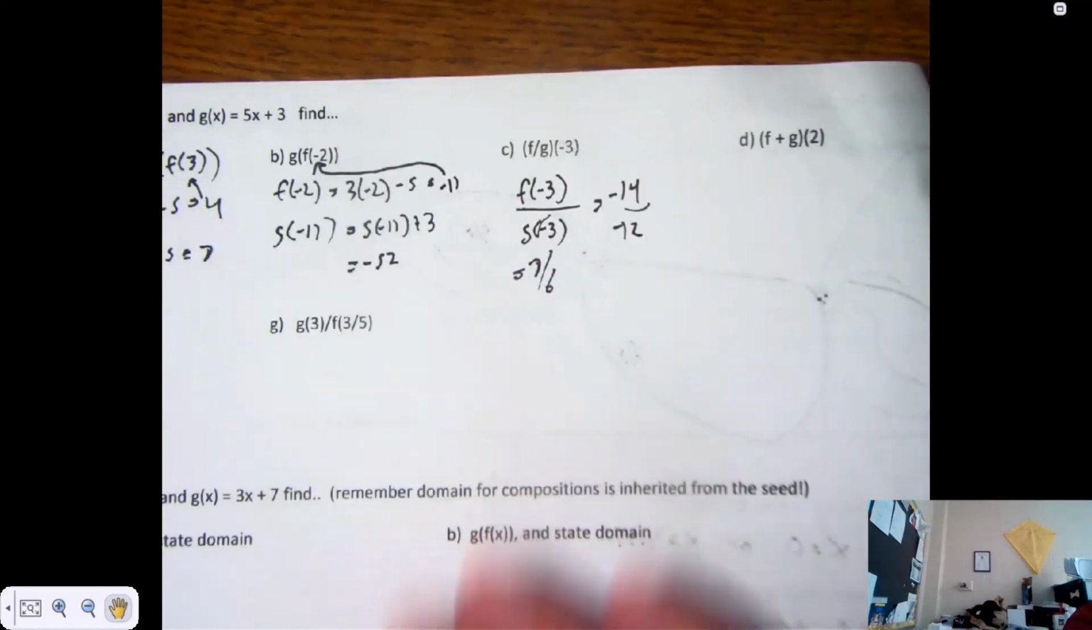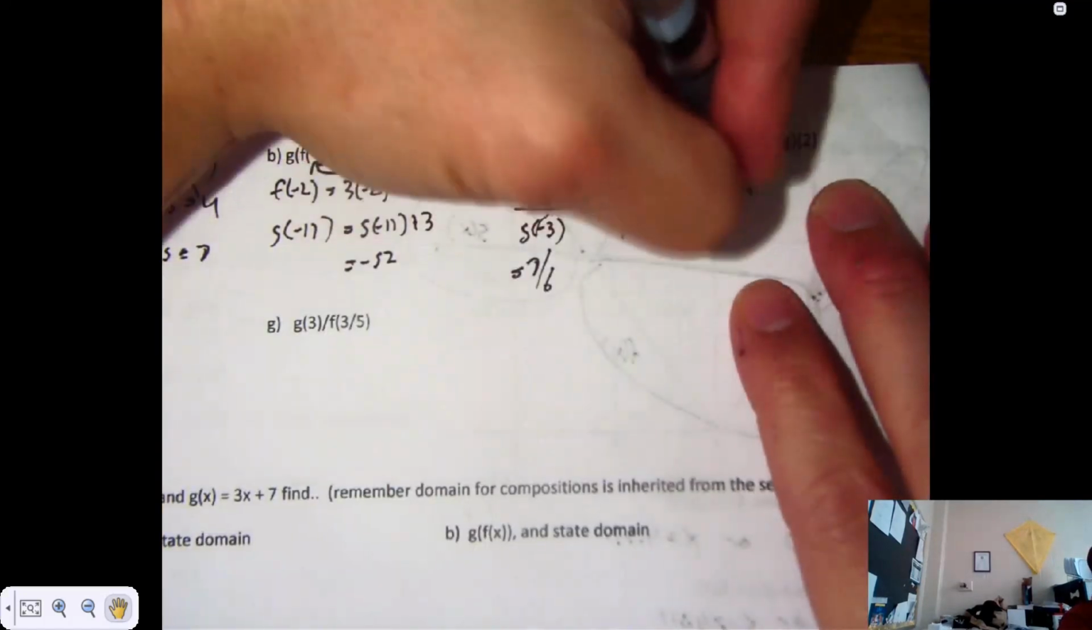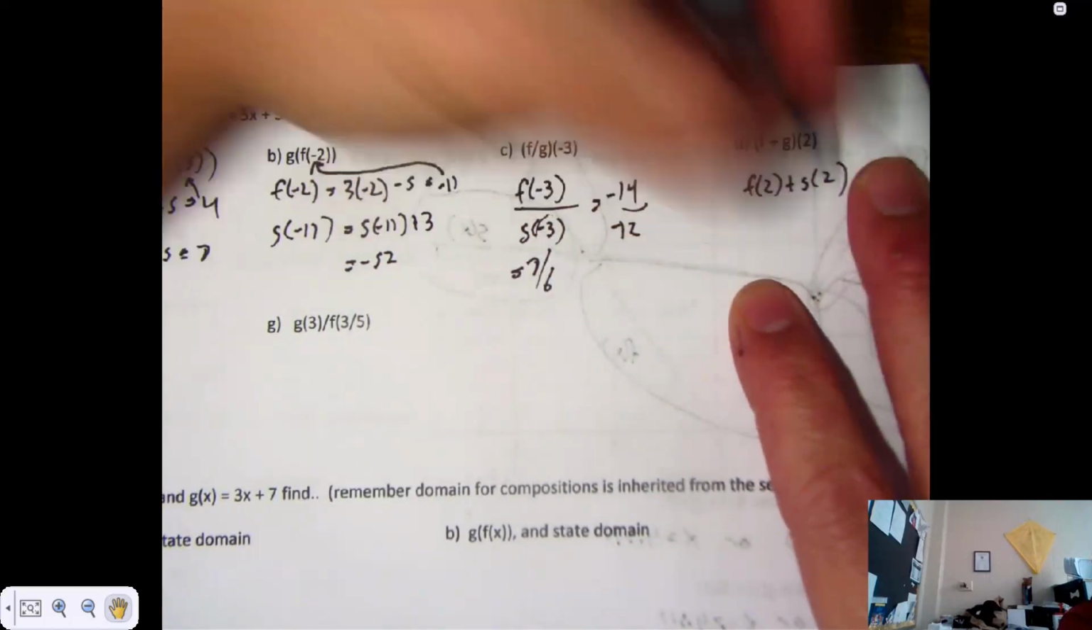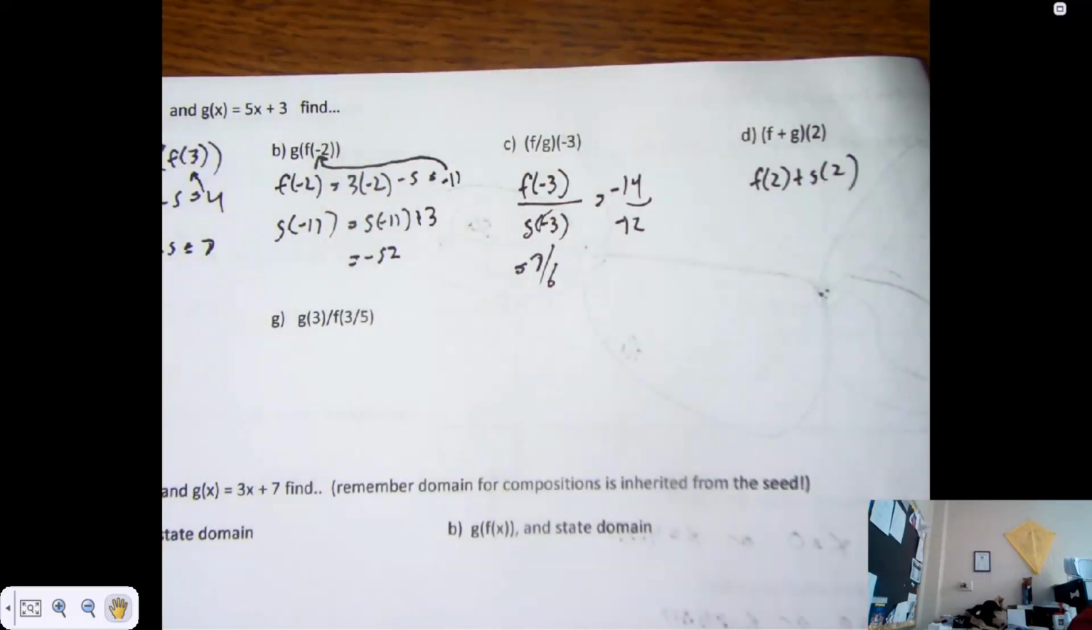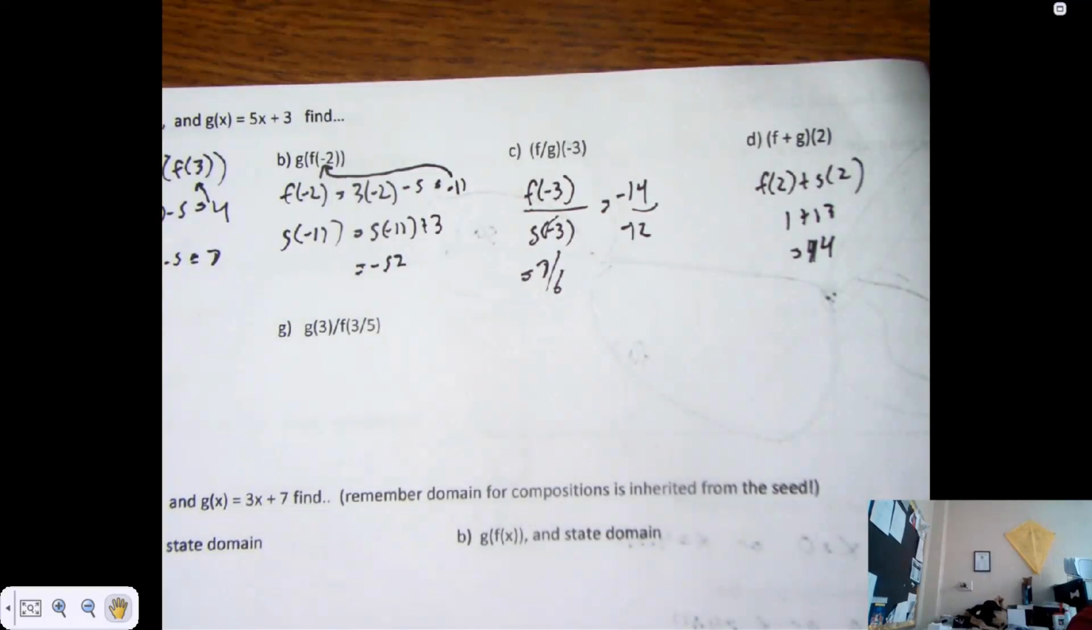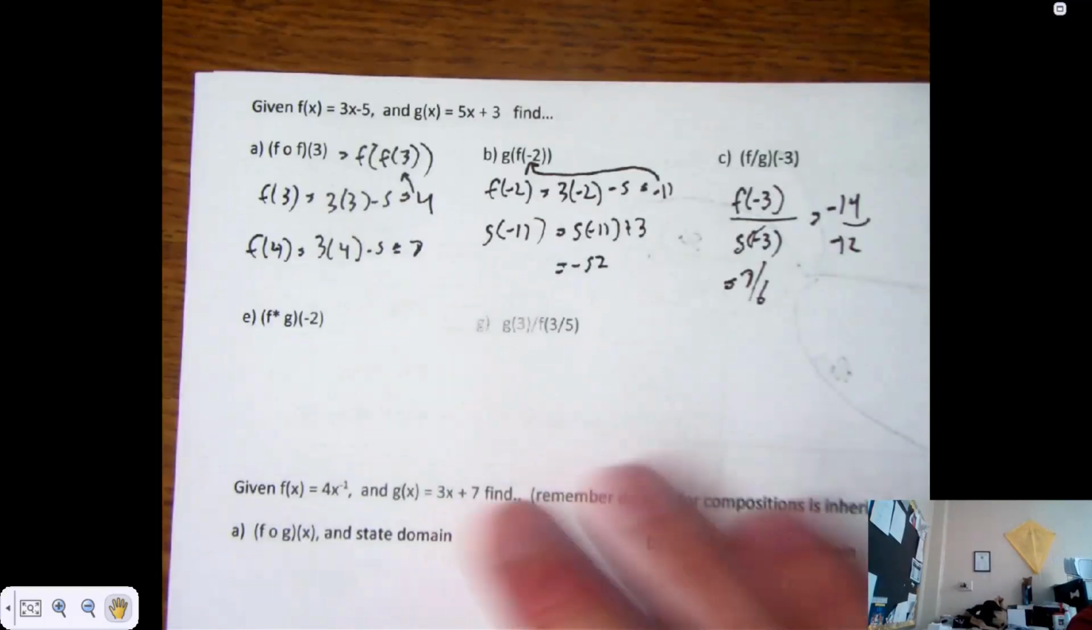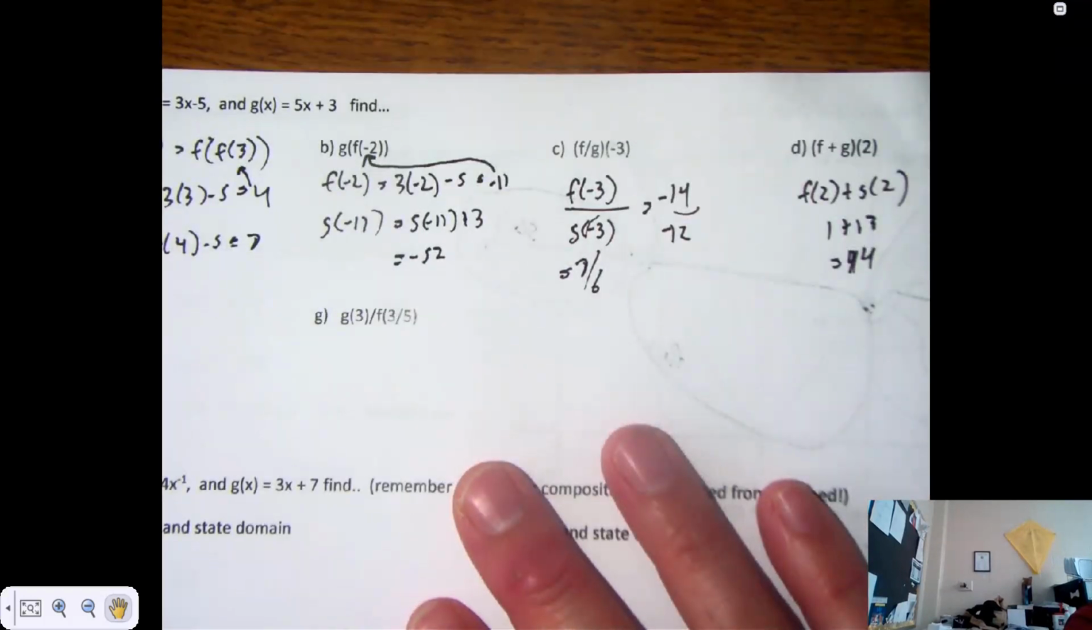What is D asking us to do? I haven't used those numbers yet, have I? Bummer. F of 2 is 1, isn't it? What's G of 2? It's just 1 plus 13, which is 14. That's so boring. 1 plus 13. F of 2 is 1.